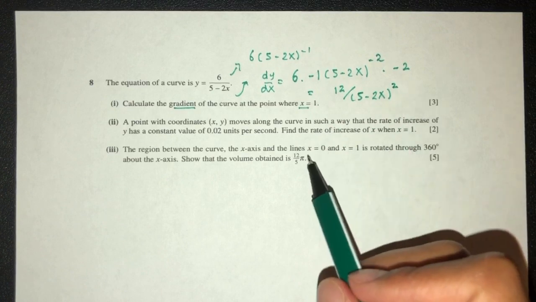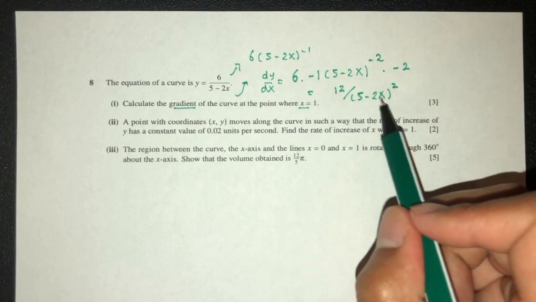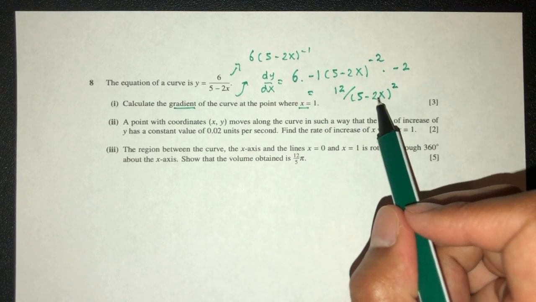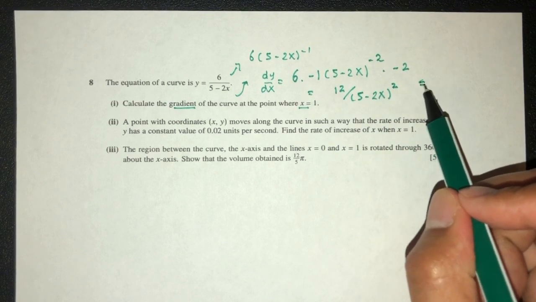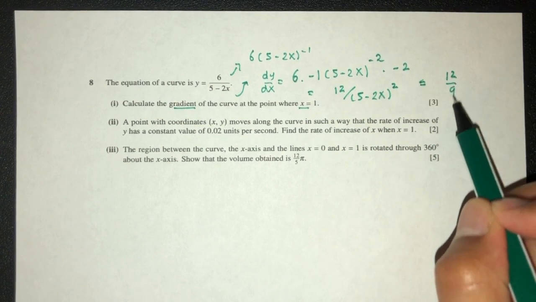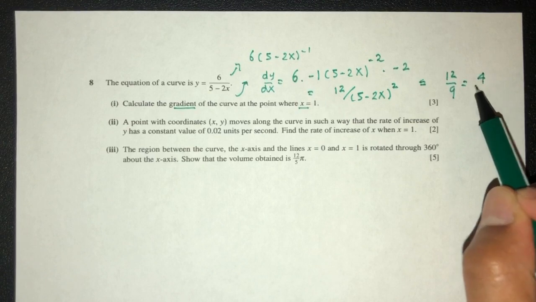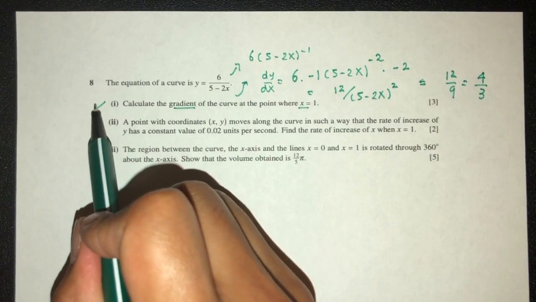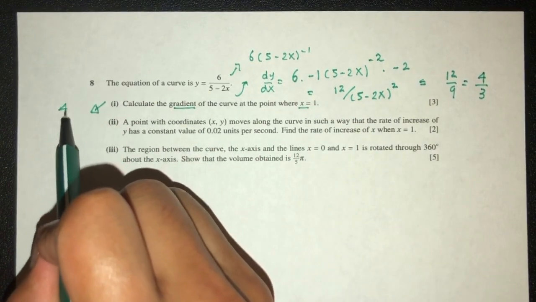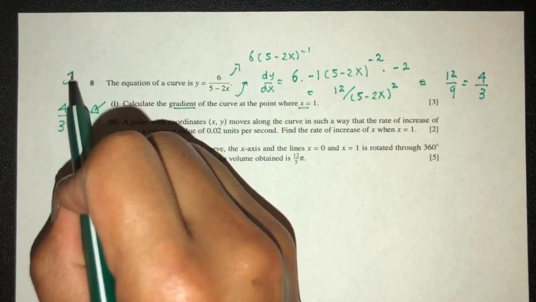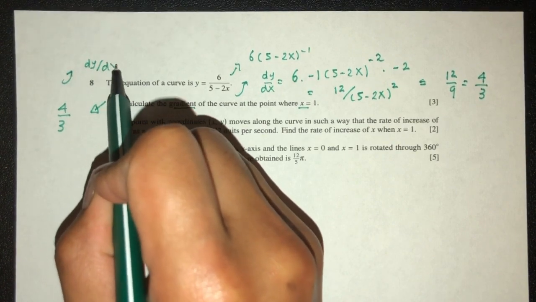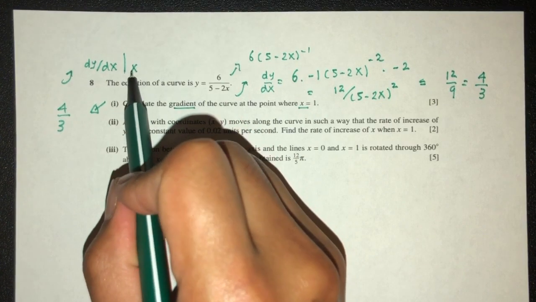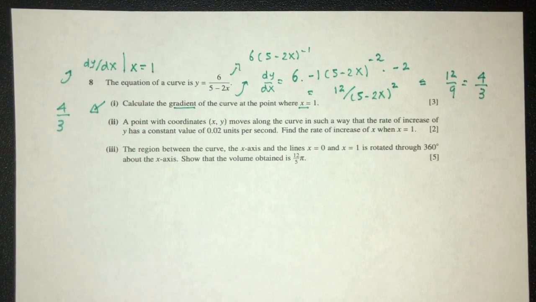This is dy by dx. Add the value of this. Replace x by 1, so 5 minus 2 should be 3. 3 squared is 9. That will be 12 over 9. That should be 4 over 3. So the gradient at the point x equal to 1 is 4 over 3. We found this by first finding dy by dx and then replacing the value of x by 1. That is part 1 of the question.